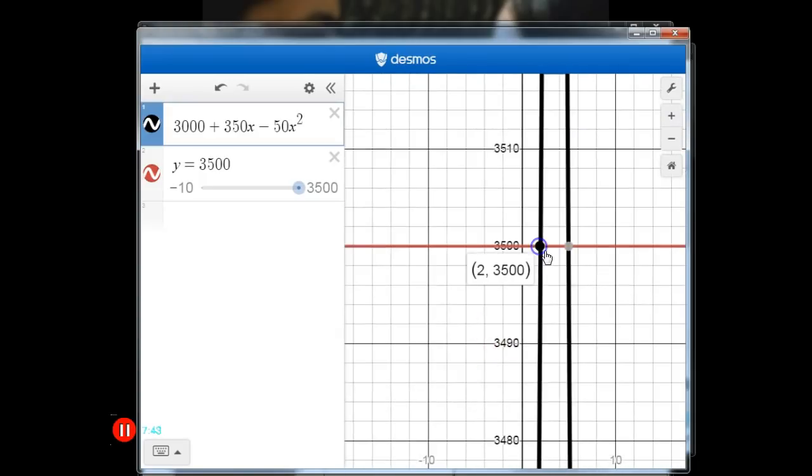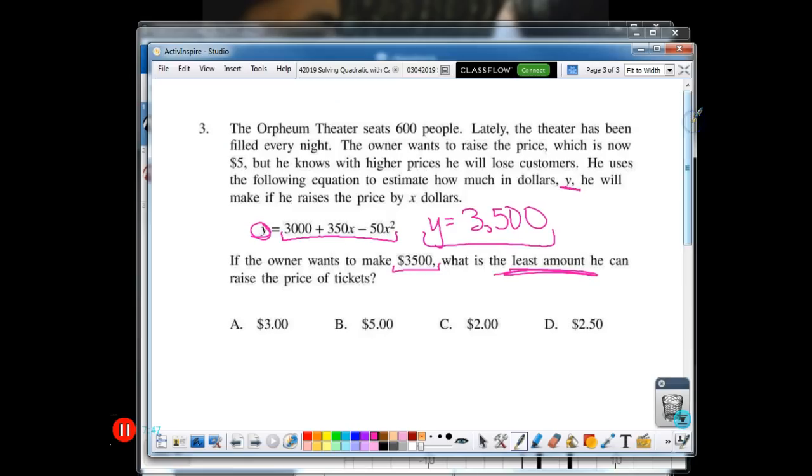Okay, so here I see my two solutions, right? So x is either going to be 2 or 5, but they want the least amount, right? The least, that means the lowest. So which one's less, 2 or 5? Well, obviously 2 is less than 5, so my answer would be C.